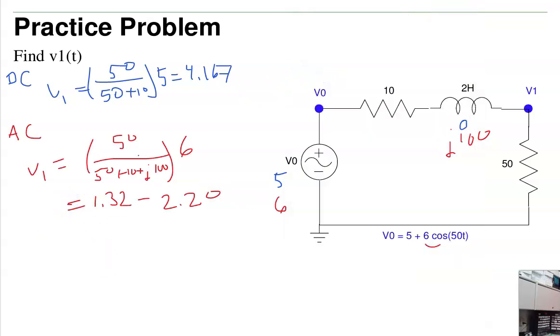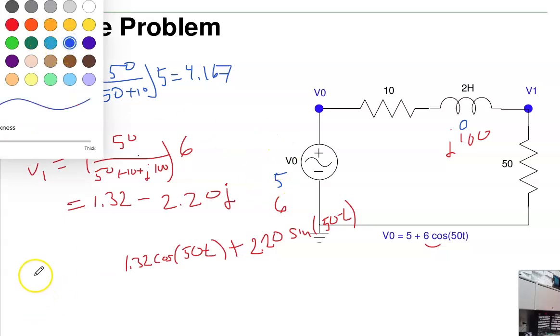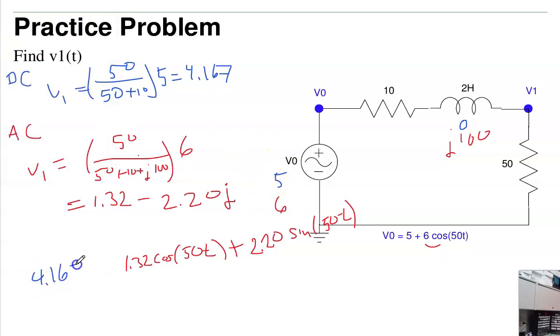And what that represents is 1.32 cosine 50t plus 2.20 sine of 50t. That's the AC term. The DC term is 4.167. Add them together, the total answer is DC plus AC. That's superposition.